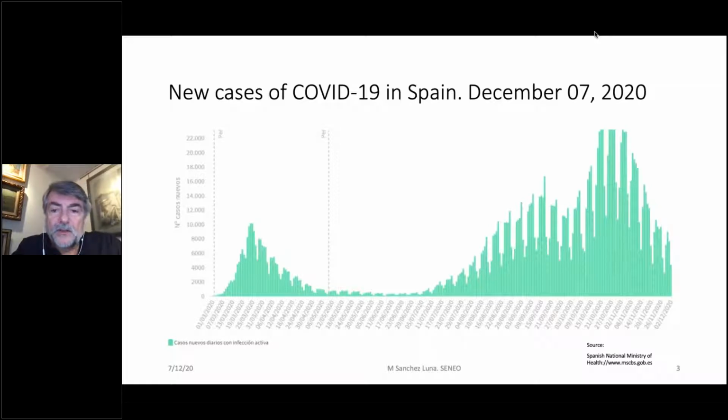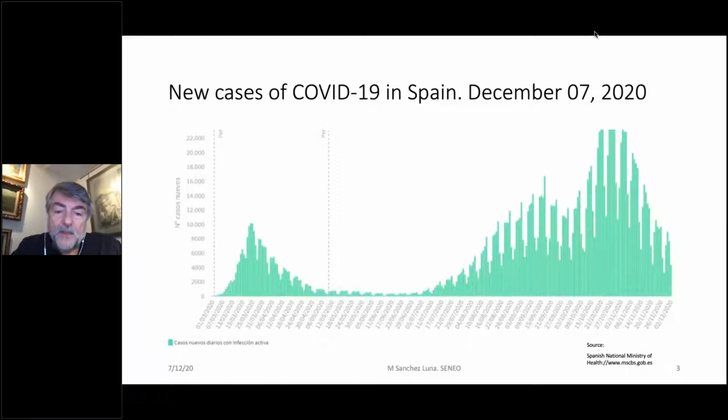How is the situation going right now in Spain? So you can see the two waves of diagnostic cases in the blue color. From the beginning of the month of March, you can see that we declined the number of people who were infected by the virus.